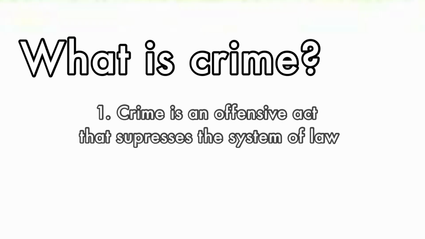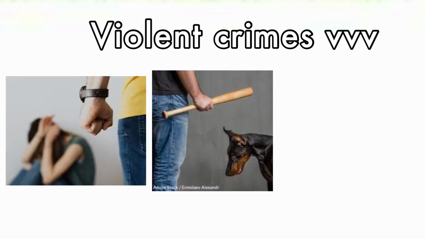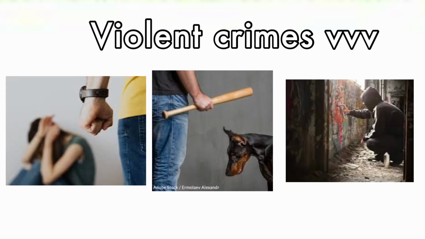What is a crime? Crime is an offensive act that completely suppresses the systems of law, ranging anywhere from damaging others, animals, properties, physical abuse, etc., to rational crime, stealing, illegal businesses, etc.